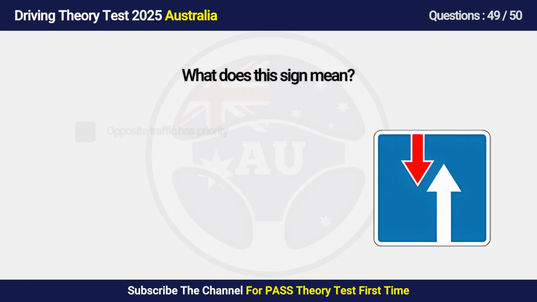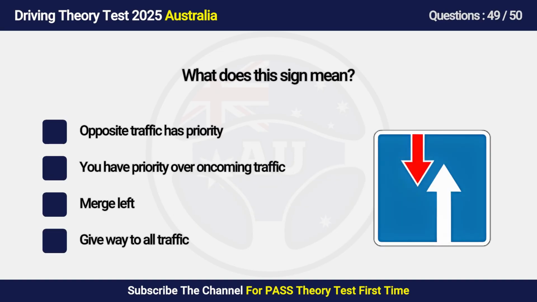Question 49. What does this sign mean? A. Opposite traffic has priority. B. You have priority over oncoming traffic. C. Merge left. D. Give way to all traffic.